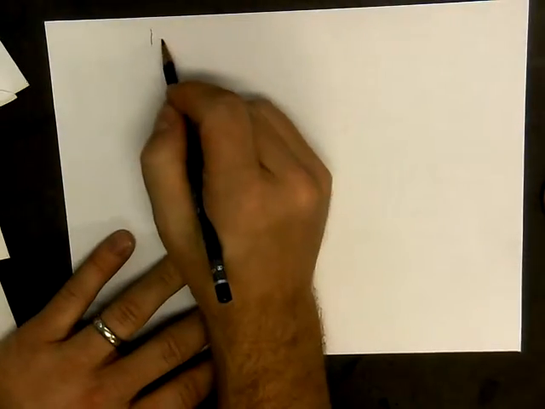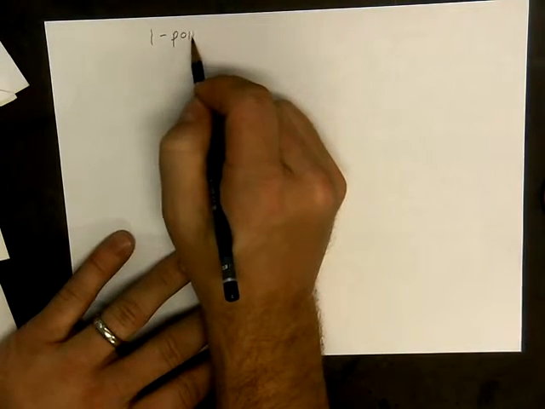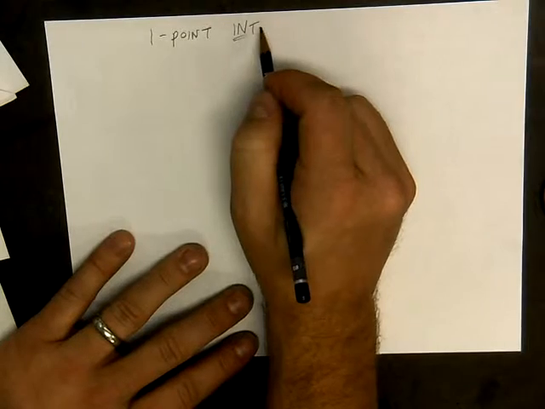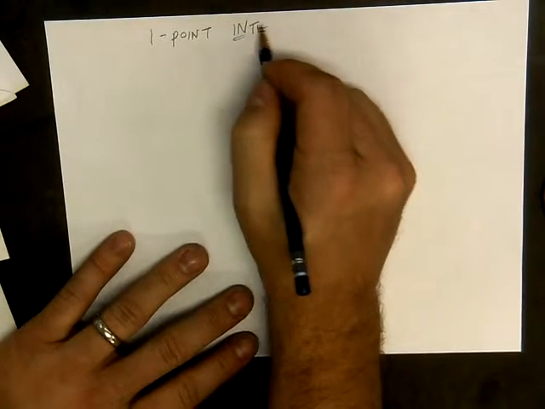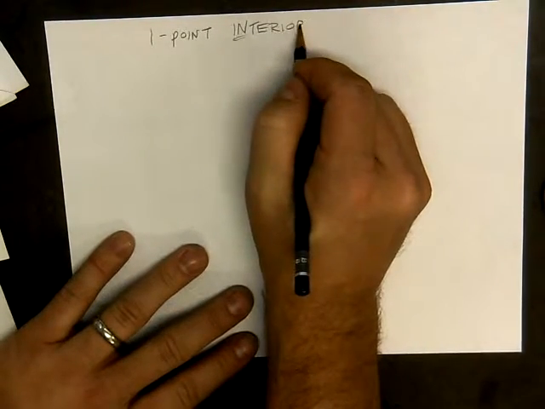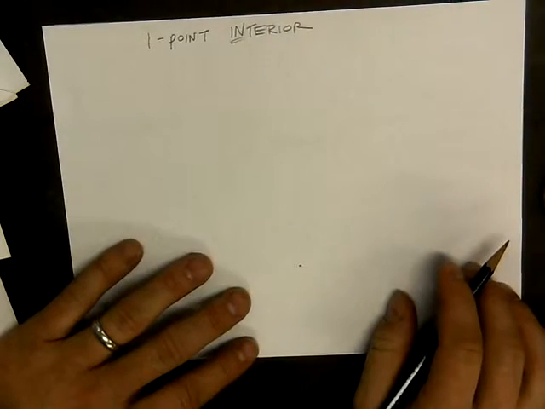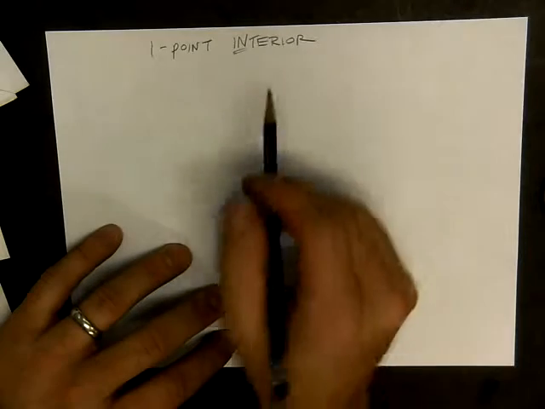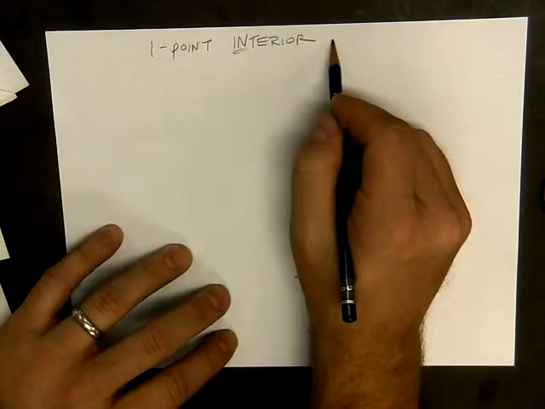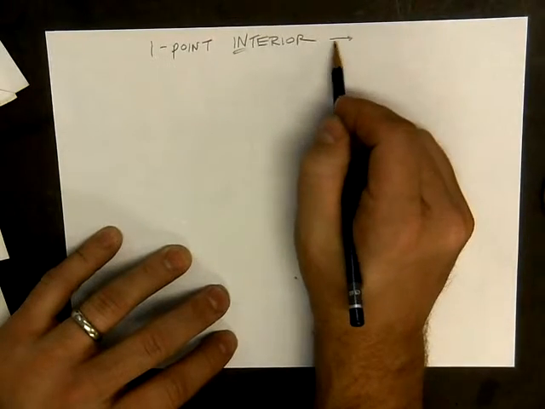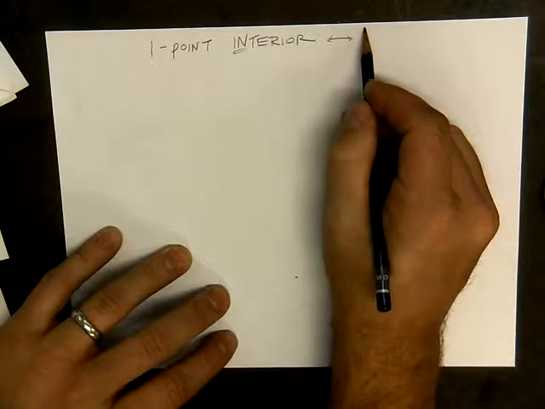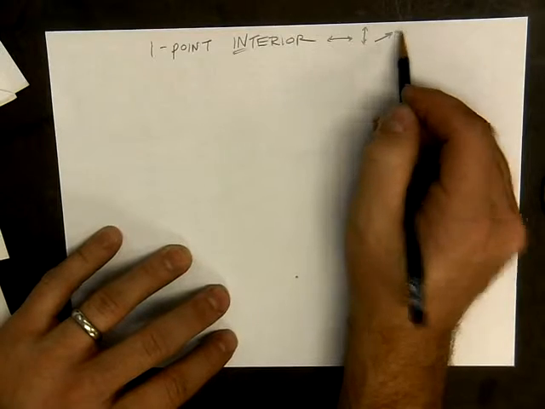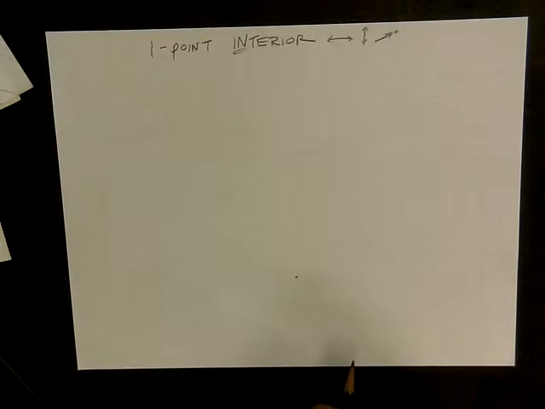And let's write 1-point interiors, not X. Just like yesterday, we only need 3 types of lines, really. We need horizontals, we need verticals, and we need orthogonals, lines that go to the vanishing point.